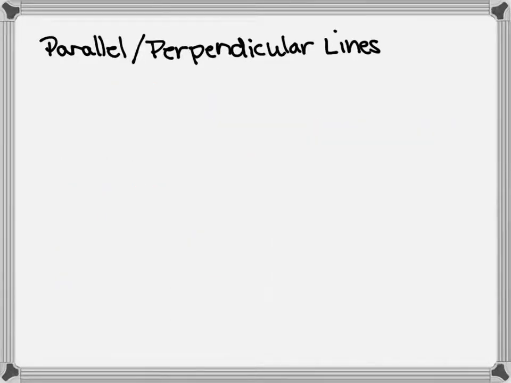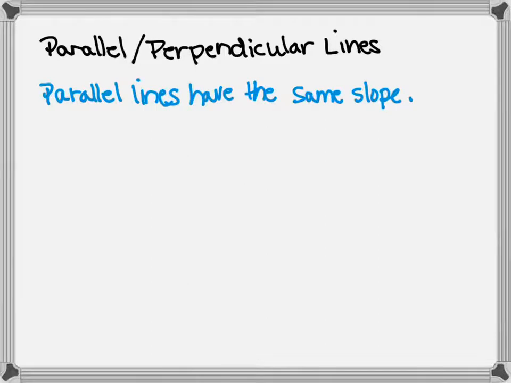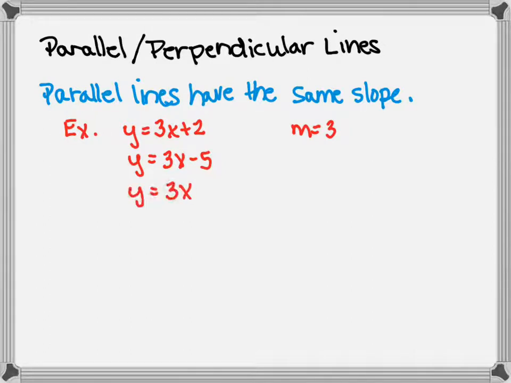Parallel and perpendicular lines. Parallel lines have the same slope. For example, y equals 3x plus 2. Here, our slope is 3. So I could write a parallel line to the original line, y equals 3x minus 5, or even just y equals 3x, any other line where the slope is 3.